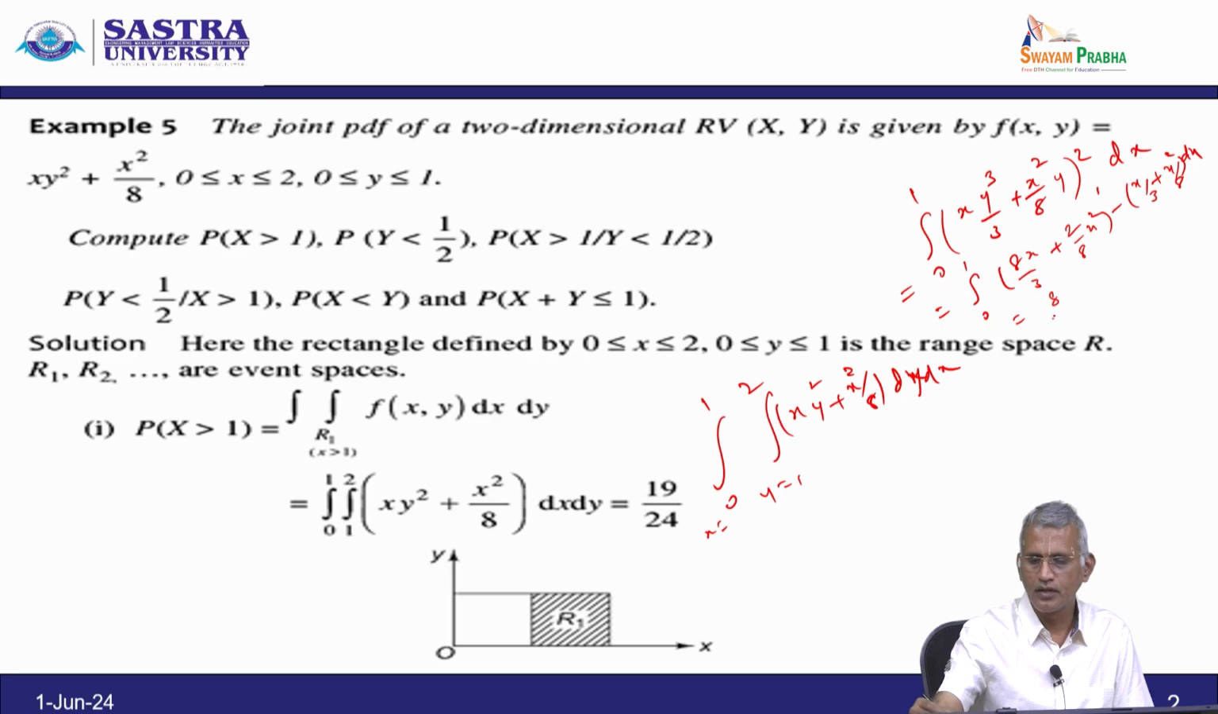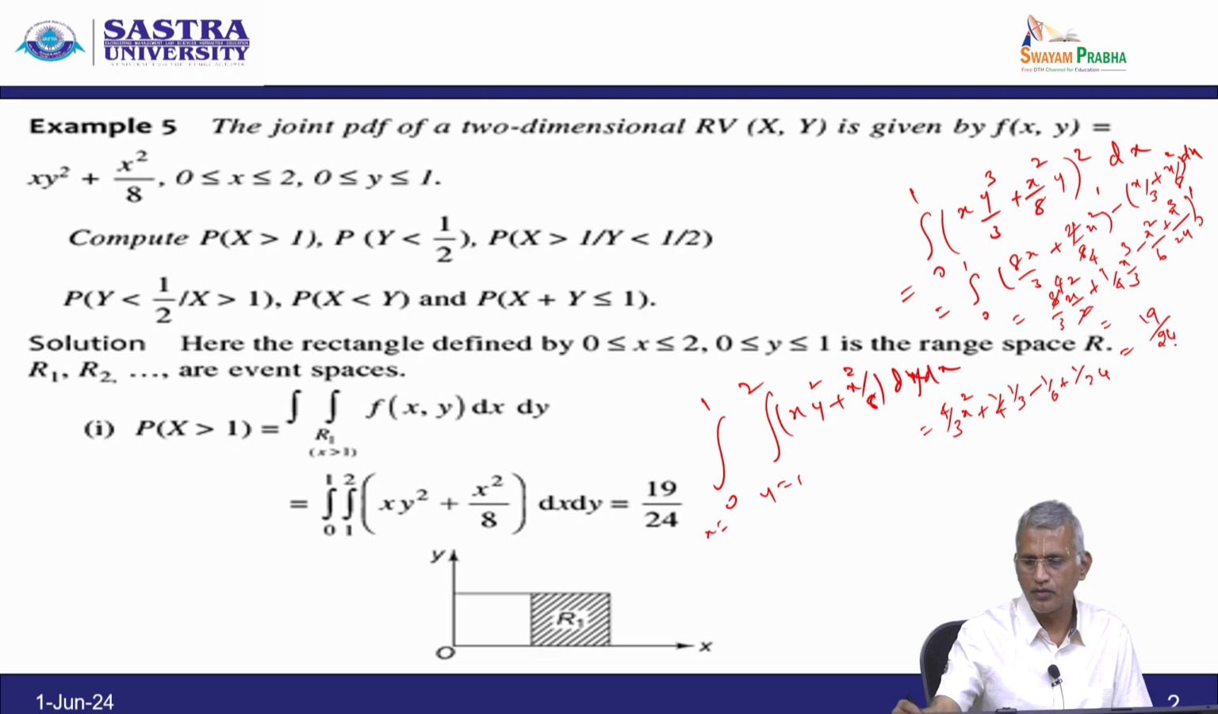So, which is equal to 8 by 3 into x square by 2 plus 1 by 4 into x cube by 3, minus x power 2 by 6 plus x power 3 by 24, and then we have the limit of 0 to 1. So, we have 4 by 3 x square plus 1 by 4 into 1 by 3 minus 1 by 6 plus 1 by 24, which is equal to 19 by 24.